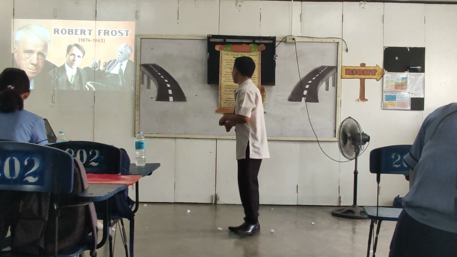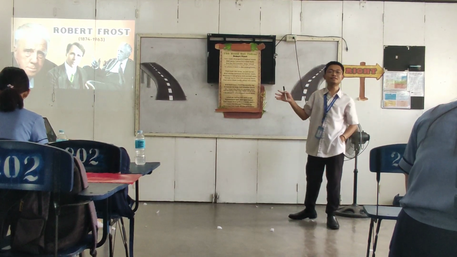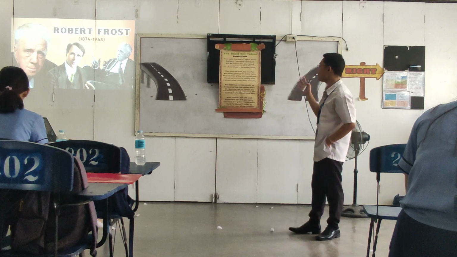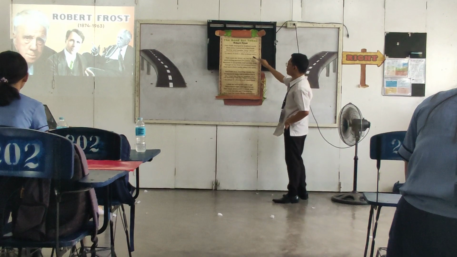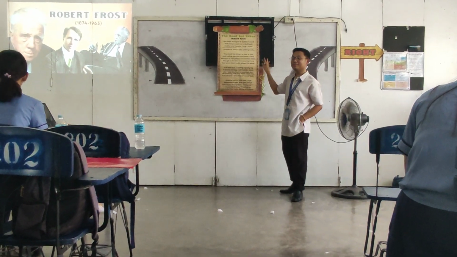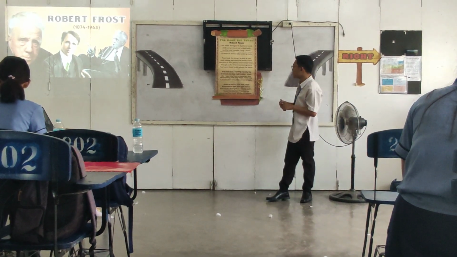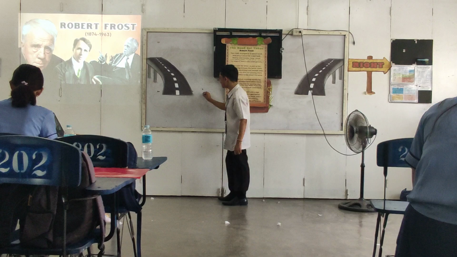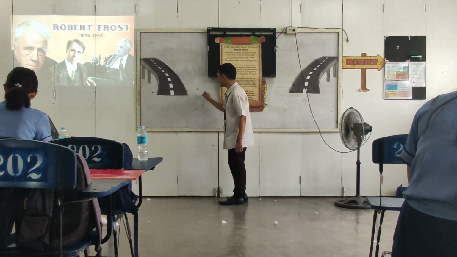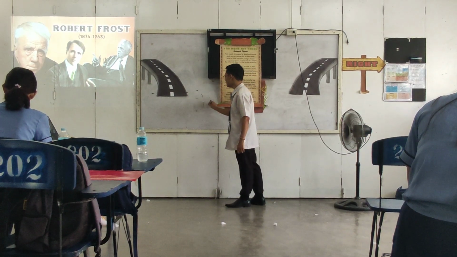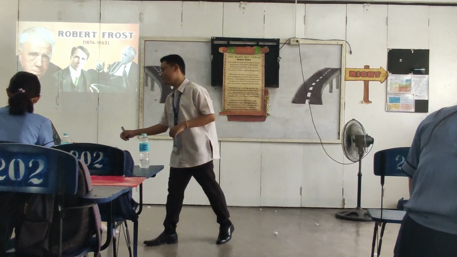So for our second question, let's try to analyze the poem. What is the structure of the poem based on its lines and stanzas? So how many lines do we have? Five. Let's count. 1, 2, 3, 4, 5. So we have 5 lines in this poem. So how many stanzas? 4. Alright, so we have 4 stanzas and 5 lines each. So this poem is also known as a quintain. The Road Not Taken is a quintain poem.